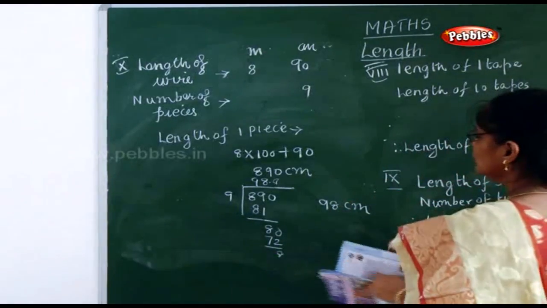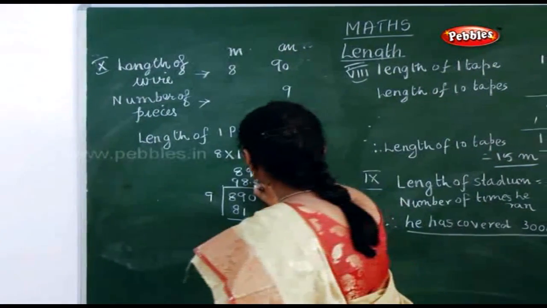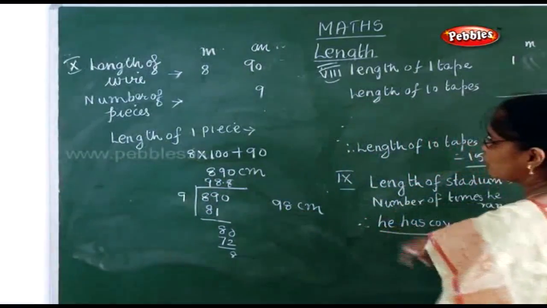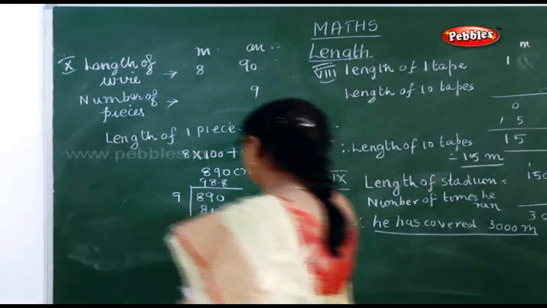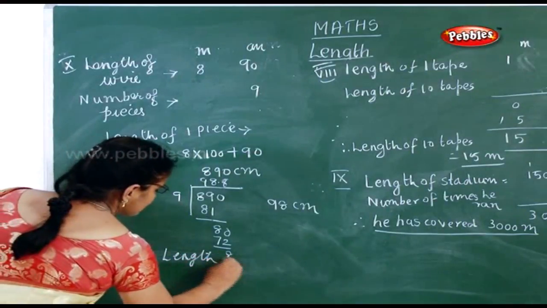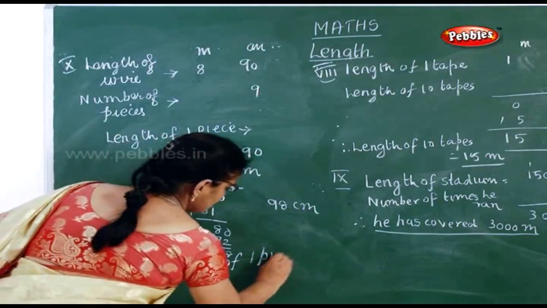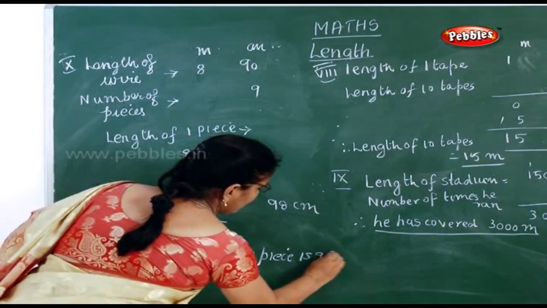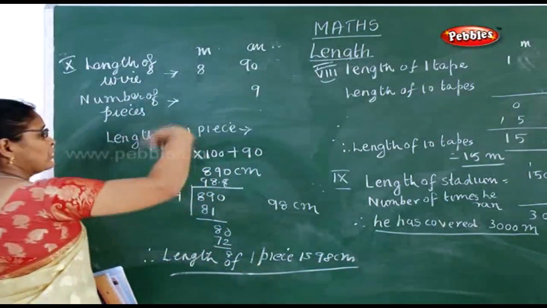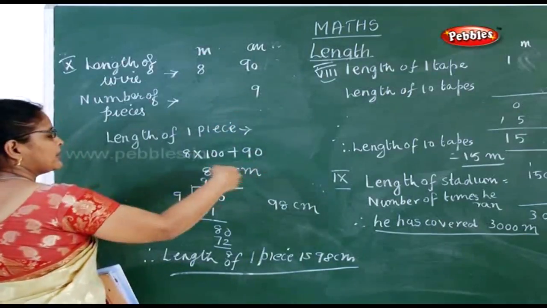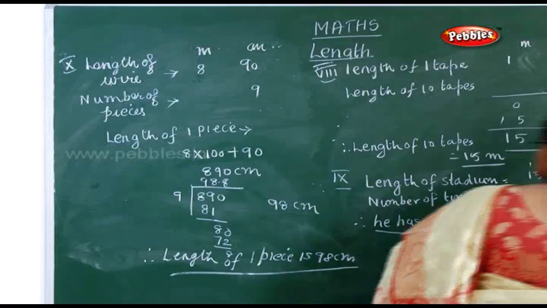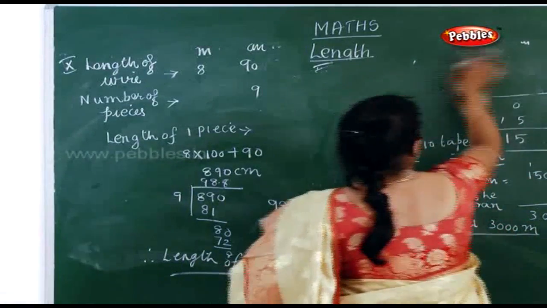Is it clear now? So 98.88 it goes. So you can just round off and write 98. Length of one piece is 98. Therefore, length of one piece is 98 centimeter. Is it clear? Means you have to convert into centimeter and then do your division. I think I told you in your division sums. Then the last sum.